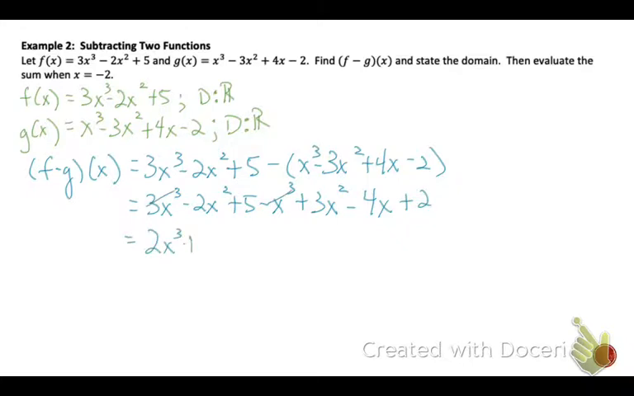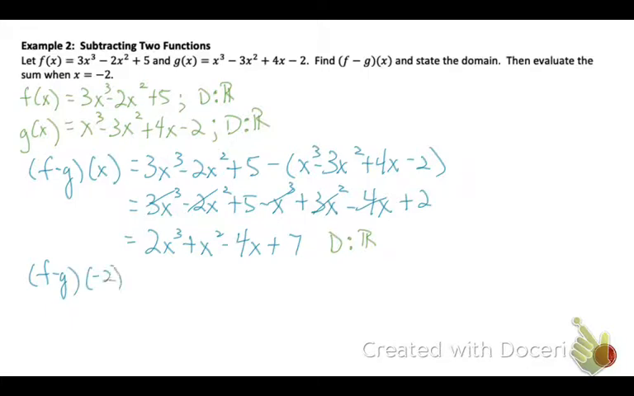So we'll end up with 2x cubed plus 1x squared minus 4x plus 7. Now for this one, our domain will also just be all real numbers, because there's no chance for me to get 0 in the denominator or a negative under an even root. All right. Now the last part of this question is to evaluate the sum. So we now have that new sum function when x equals negative 2.